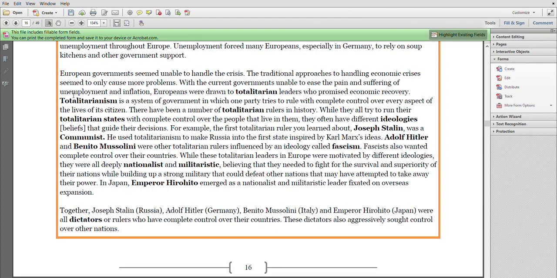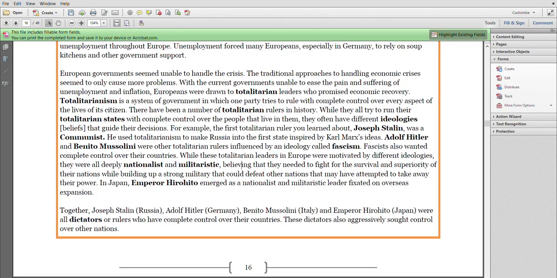Adolf Hitler and Benito Mussolini were other totalitarian rulers influenced by an ideology called fascism. Fascists also wanted complete control over their countries. While these totalitarian leaders in Europe were motivated by different ideologies, they were all deeply nationalistic and militaristic, believing that they needed to fight for the survival and superiority of their nations while building up a strong military that could defeat other nations that may have attempted to take away their power.